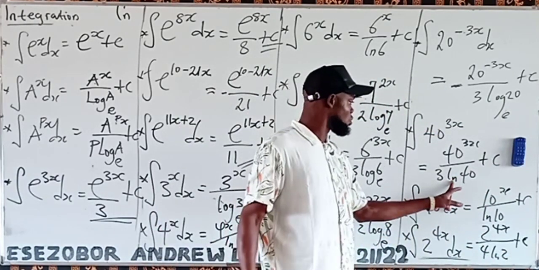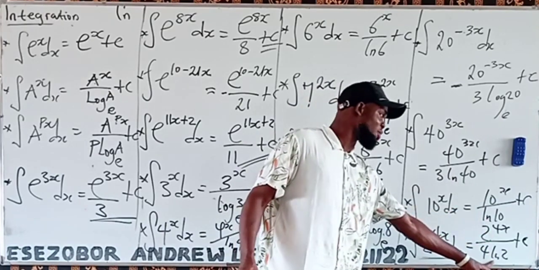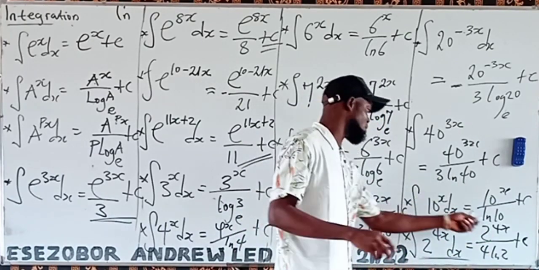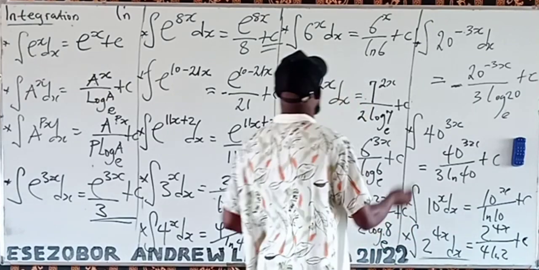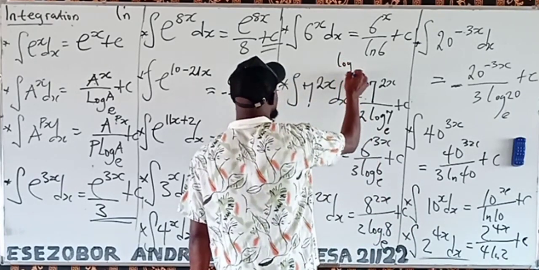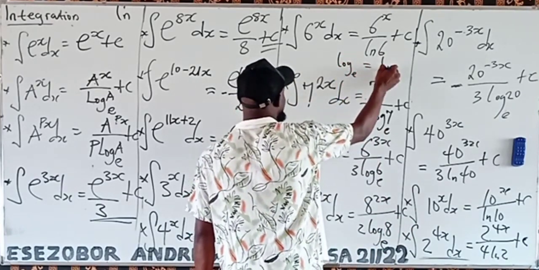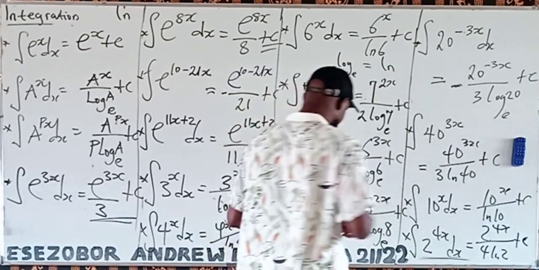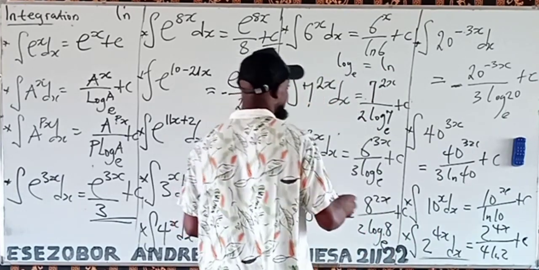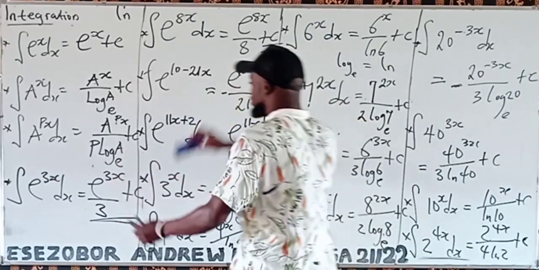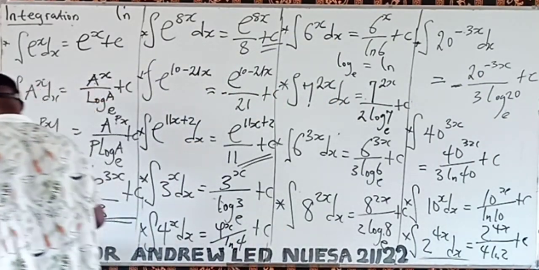So it's either you use log to base e, or you use ln, as I say in there. So take note, log to base e is simply ln. Take note of that. It's very important. So this is how you run through exponential functions.